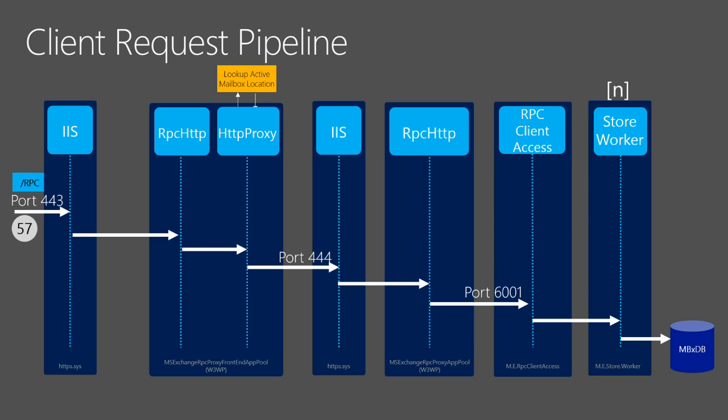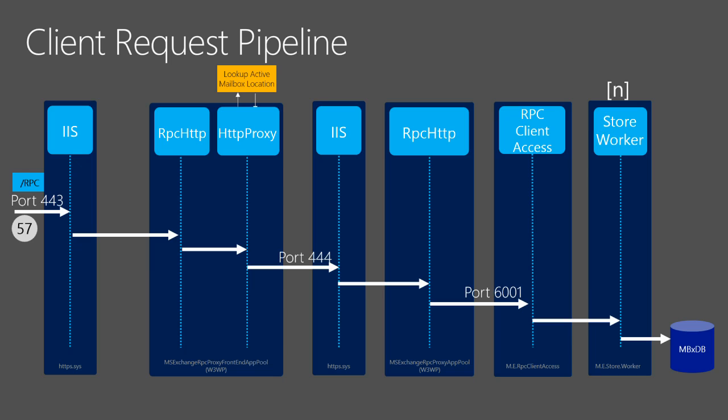At that point, the connection arrives at the W3WP instance called RPC Proxy App Pool. This is where we once again strip off the HTTP information and surface the actual request. We pass that along to the RPC client access process on port 6001, which knows which instance of store worker process to hand that request off to, and eventually it'll land inside that individual's mailbox.